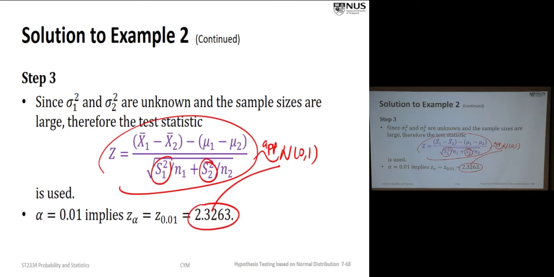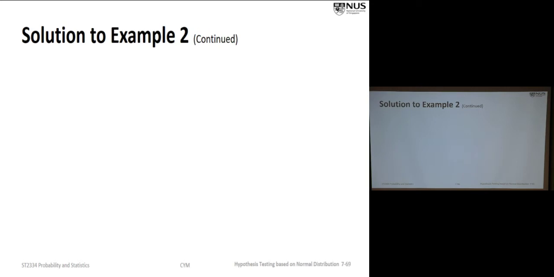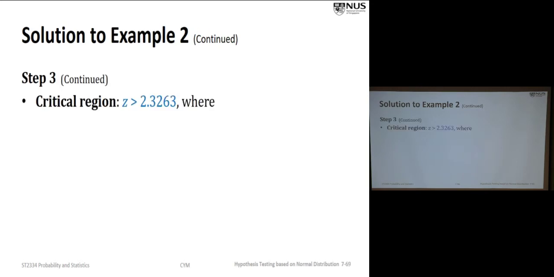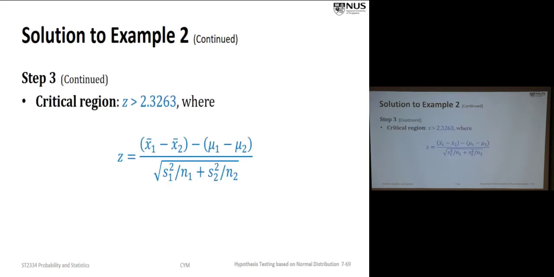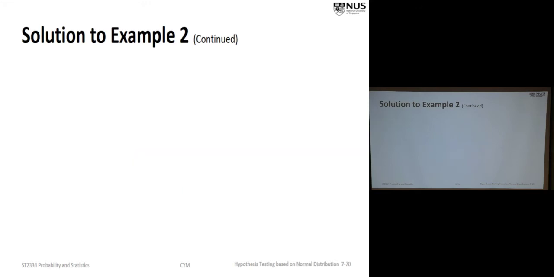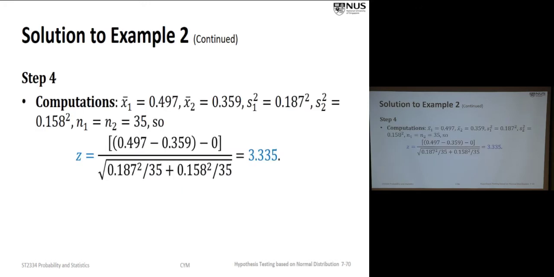All right. Because we're talking about mu1 minus mu2 bigger than 0, we expect a bigger value for this if the alternative is true. That's why this being bigger than this number is our rejection region. So the rejection region is whenever Z is greater than 2.3263. From the data, we got 3.335, which is bigger than 2.3. So we reject the null hypothesis.